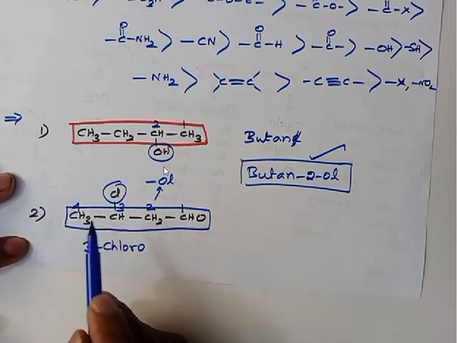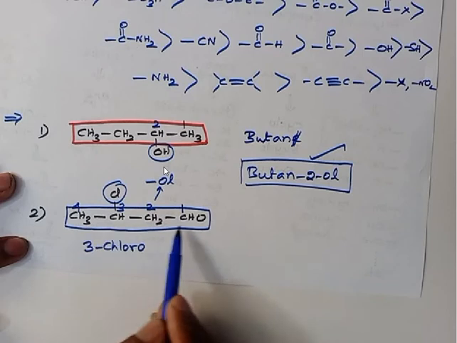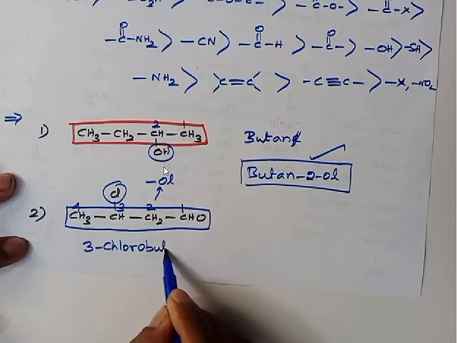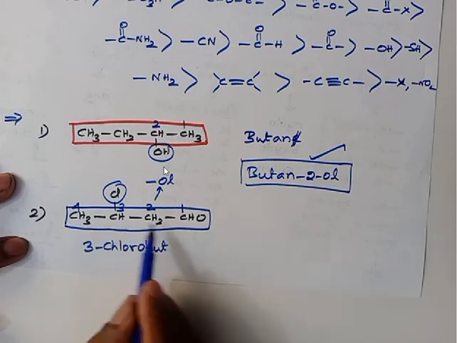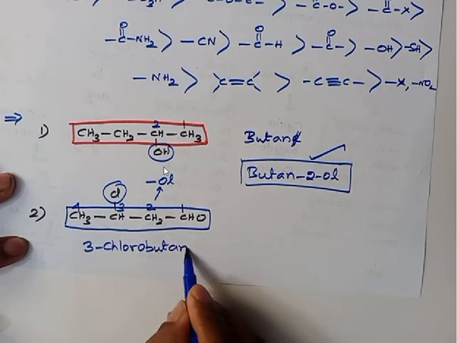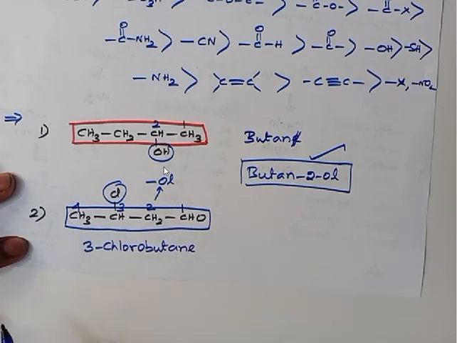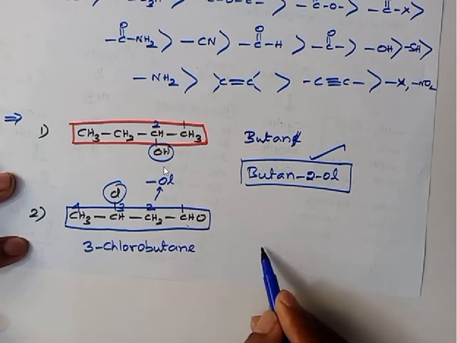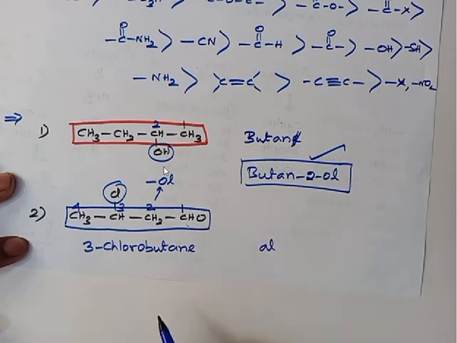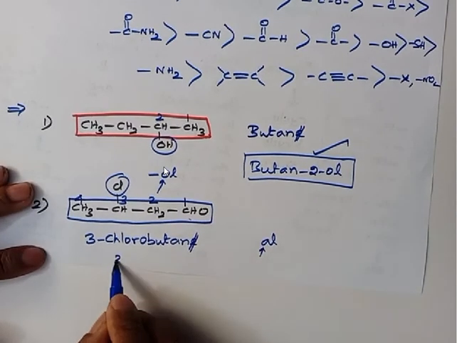So what's the word root? We have totally 4 carbons, so but. Between carbon atoms we don't have any double bond or triple bond, so it is ane. Okay, 3-chlorobutane. Then for the aldehyde group, the suffix name is al. The first letter is a vowel, therefore you should remove this e. So I'll rewrite the name here.